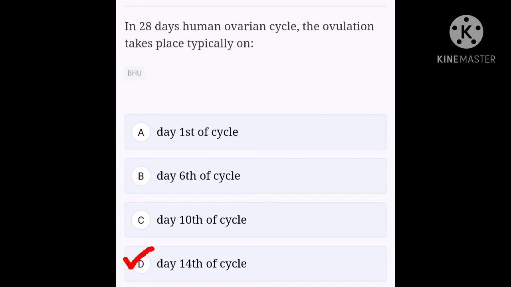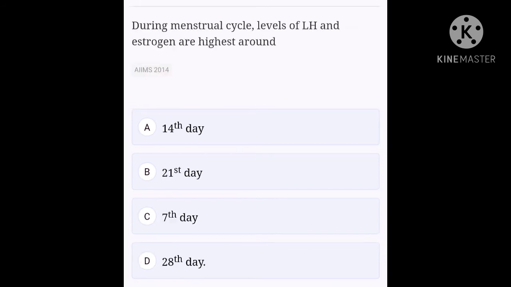Okay, next question. During menstrual cycle, levels of LH and estrogen are highest around option A 14th day, option B 21st day, option C 7th day, option D 28th day. The secretion of gonadotropins LH and FSH increases gradually during the follicular phase and stimulates follicular development as well as secretion of estrogens by the growing follicles. Both LH and FSH attain a peak level in the middle of the cycle at about the 14th day.